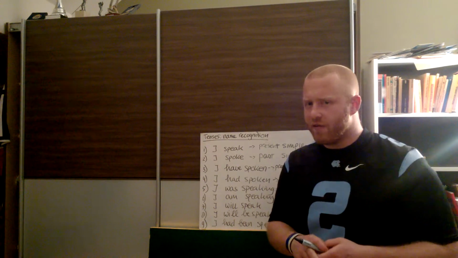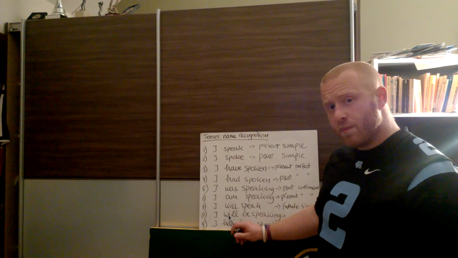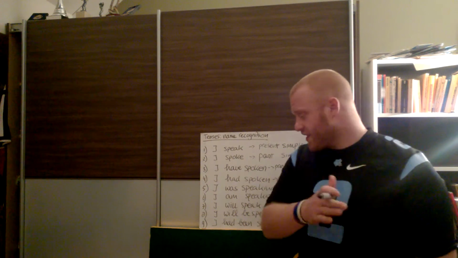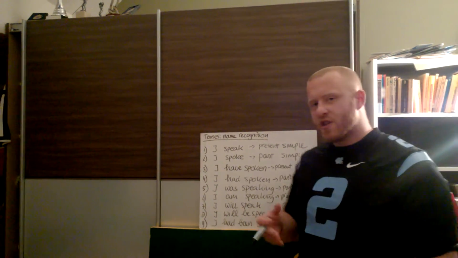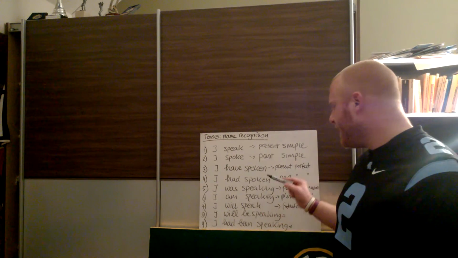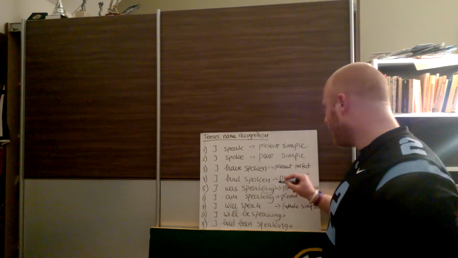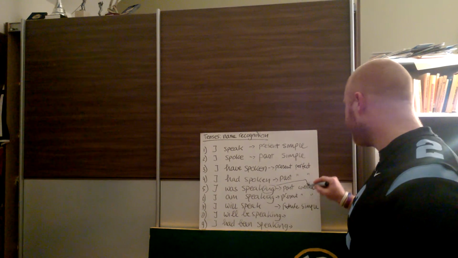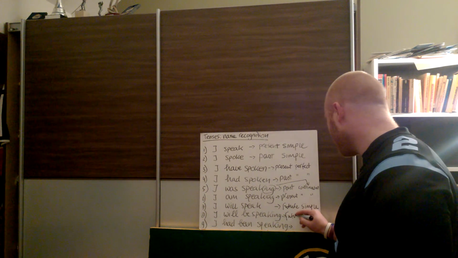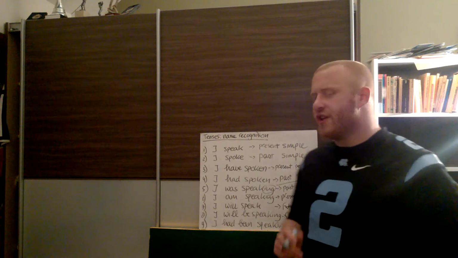Number 8. See if you can figure this out. What we have here is will, which means future. Yes, exactly. And then we have speaking with an ing form. And I just told you that whenever we have ing here, it's a continuous. So this tense is called the future continuous.